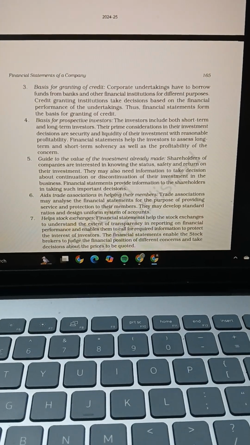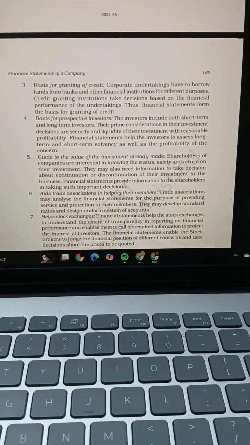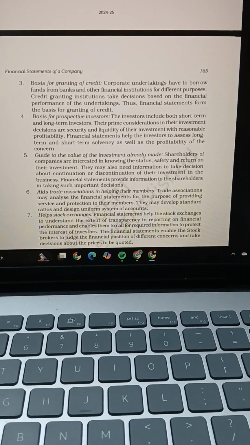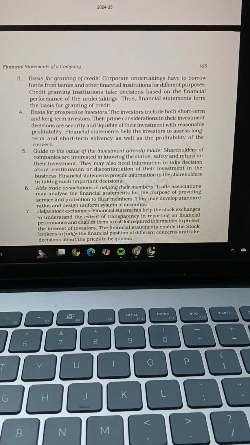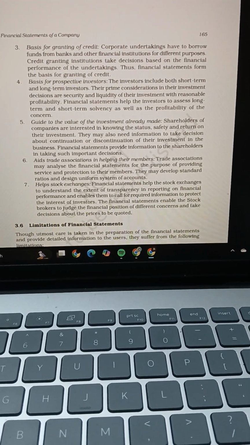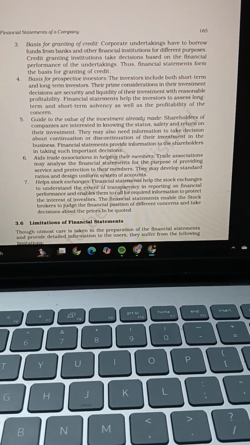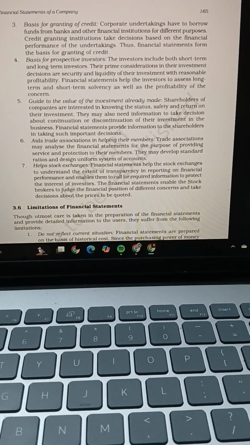The third one is basis for granting of credit. Corporate undertakings have to borrow funds from banks and other financial institutions for various purposes. Credit granting institutions take decisions on the basis of the financial performance of the undertakings, whether they should give the loan or not.